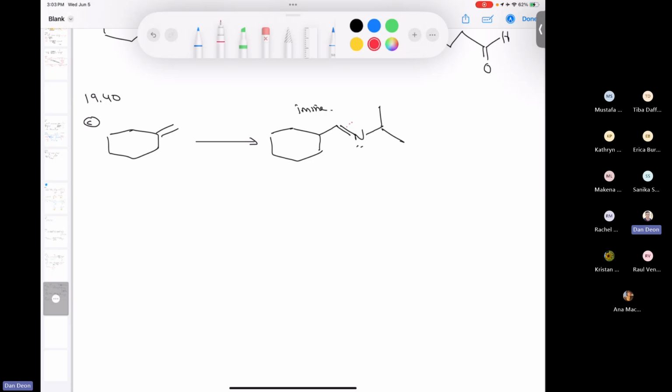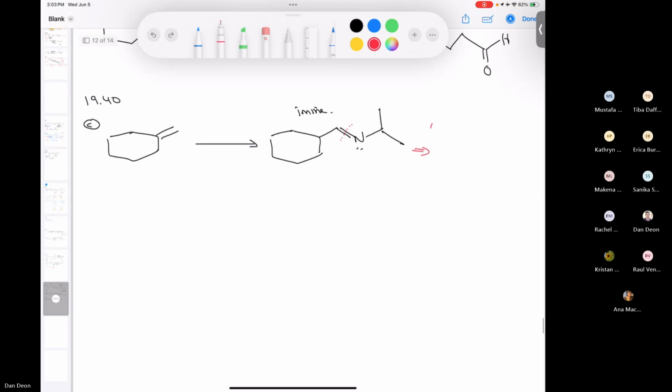You can say, well, I'm going to make the imine. When I make this double bond, what's that going to come from? That's going to come from this aldehyde. So I need this aldehyde, and I need this primary amine, isopropylamine. The isopropylamine, we're just going to assume that we have that. So the question becomes, how do I get from here to here?